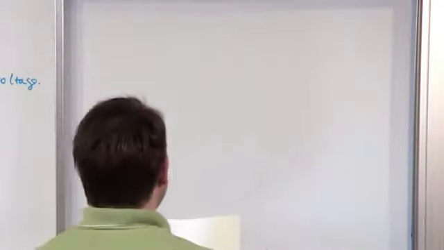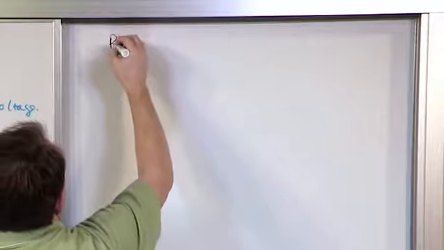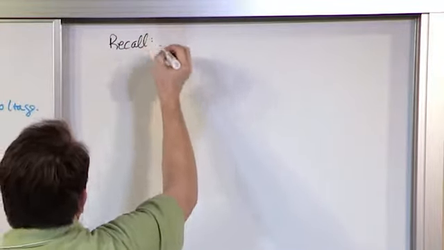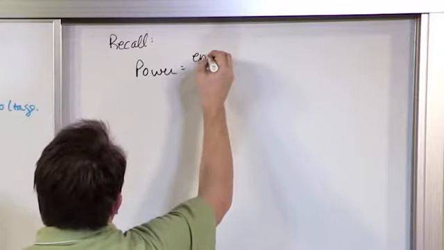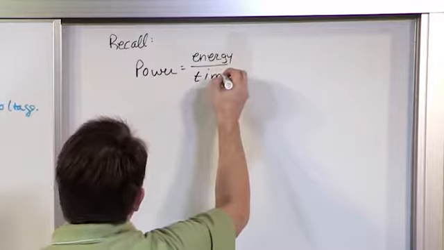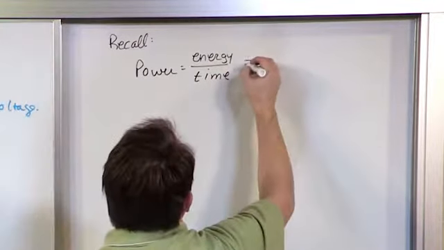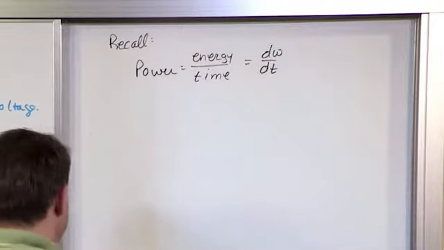All right, so finally what we want to do, before we close this section out, is we want to know what the energy stored in the capacitor is. So we'll recall that power is energy flow, which means energy per unit time. And I've already written this a lot, so this is dW/dt, energy flow per unit time.